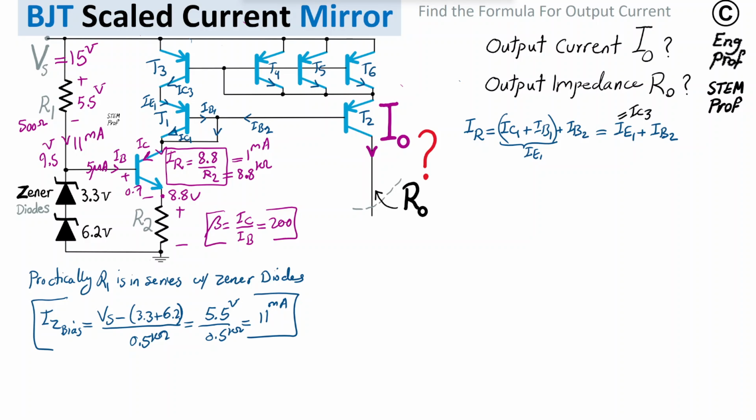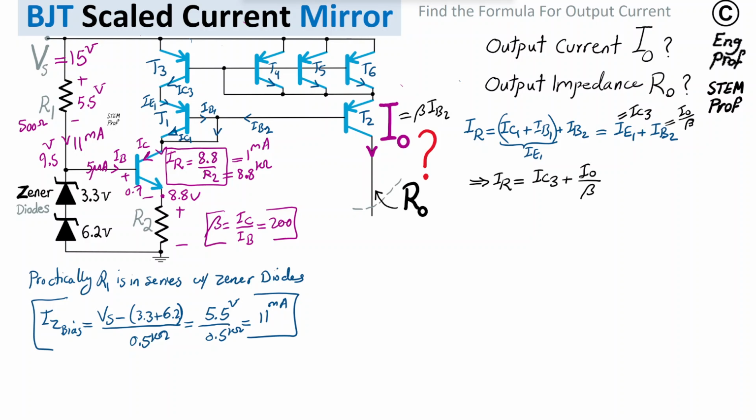Also, keep in mind that the IB2 for transistor 2 is simply I out, which is the collector current of transistor T2, divided by beta. As I said, we make the assumption that beta for all transistors is the same, which is the current gain of single transistors. So I out is just beta times IB2. Therefore, I can also say IB2 is I out divided by beta. Let me then rewrite the formula. So IR, the reference current, is equal to IC3 plus I out divided by beta.